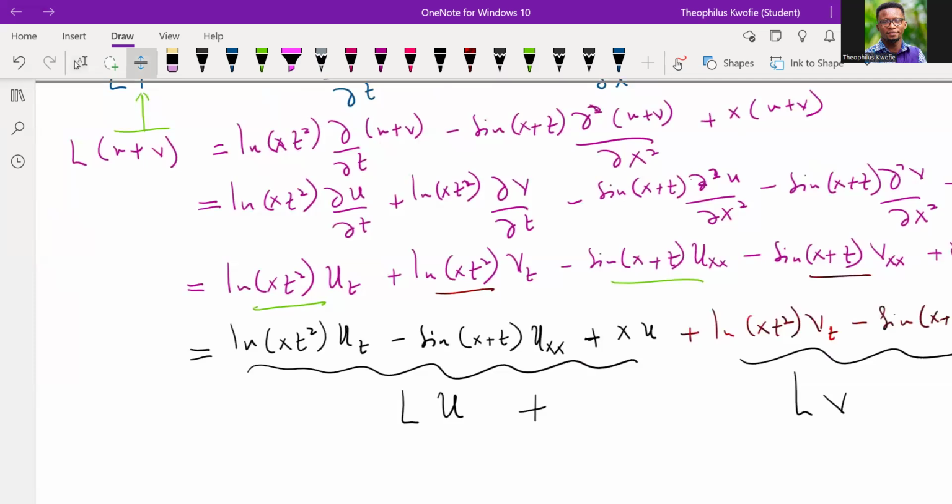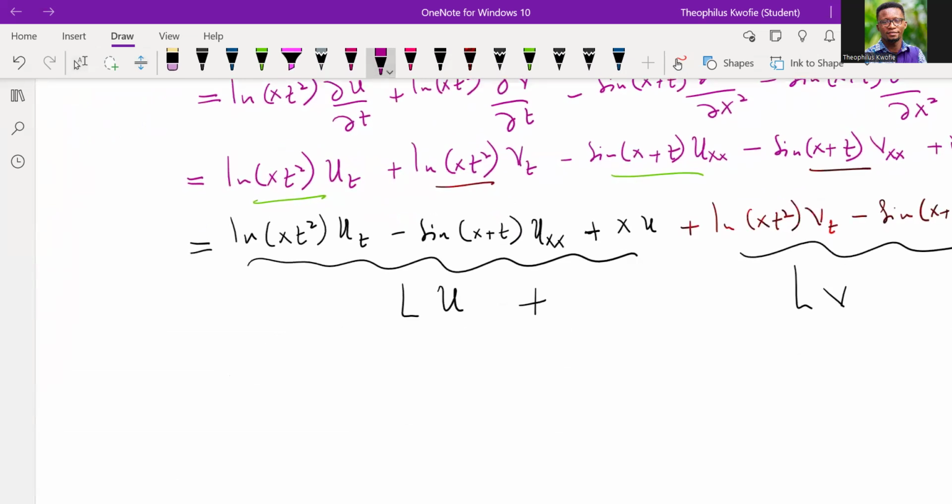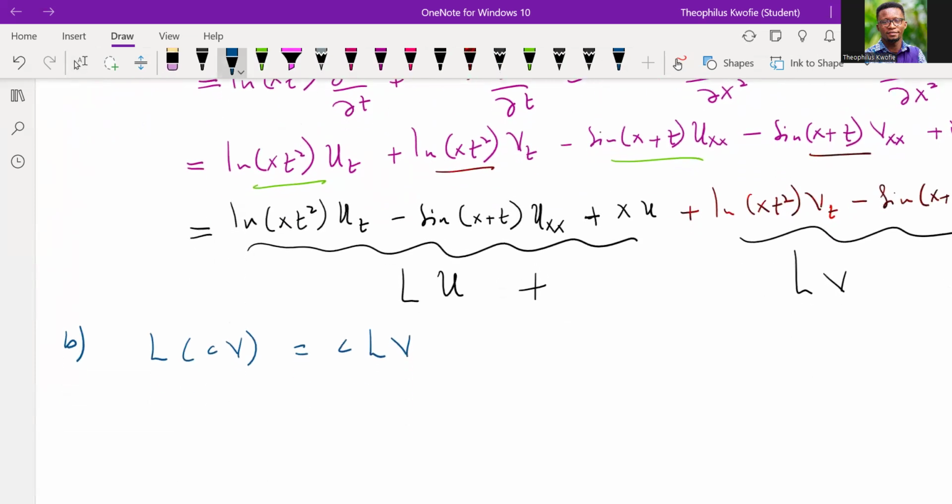Now we need to look at the second part of the law. And the second part, what does it say? So let me use a different pencil. The B part says we want to prove that when the operator L acts on C u, or C v, we should have something like this. Good. So on that note, how do we prove this?